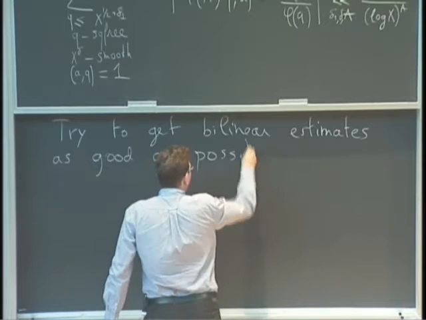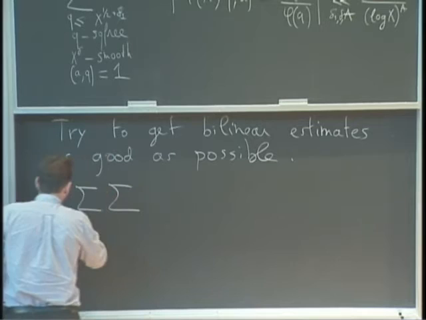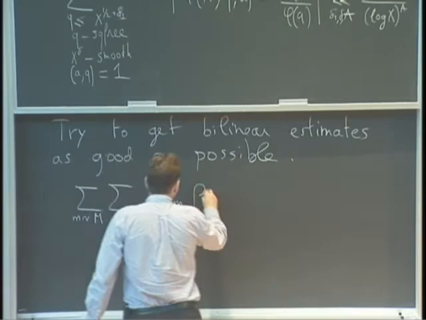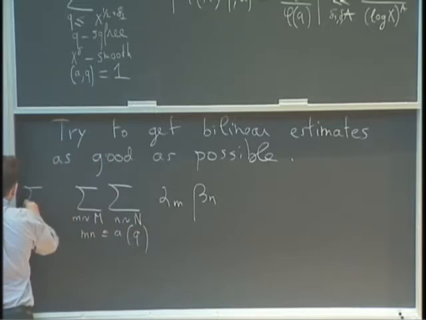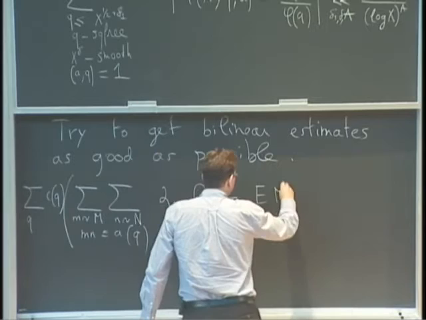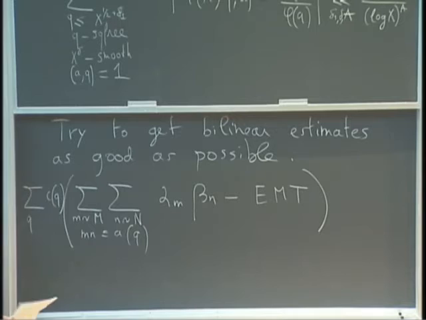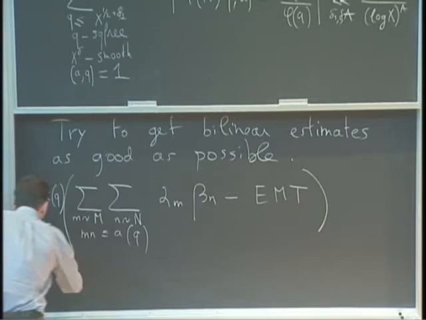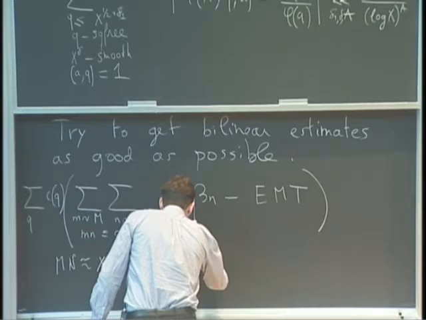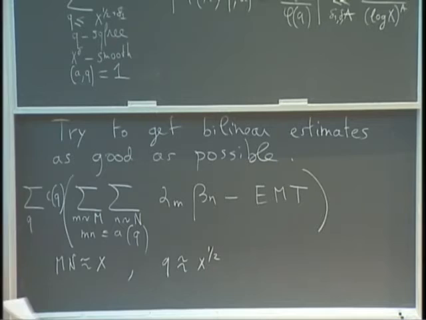Meaning we have the sum over two variables. Let's say m is of size M, n is of size N, with coefficients alpha_m, beta_n. And now we just have mn congruent to a mod q, and then the same sum with the same conditions minus some expected mean. The trivial bound is still essentially of size MN, and the goal is still to get something a little bit better, by a power of log x. So MN is about x, and q is relatively close to x to the 1/2, but can be a bit larger in logarithmic scale, and that's the key point. But it's also not too small.